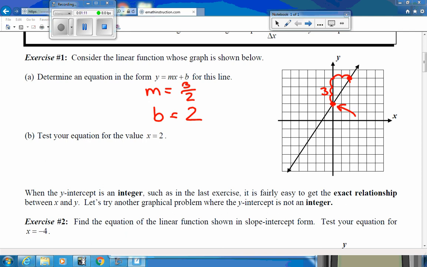So b is 2. So if I'm writing my equation out, this is going to be y equals 3/2 x plus 2. And they want us to test our equation for the value of x equals 2. So to test it, what we're going to need to do is plug in the number 2 in our equation and see if the y value we get out matches the y value on the graph.